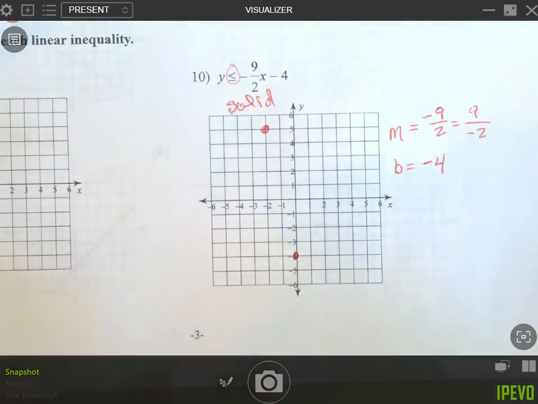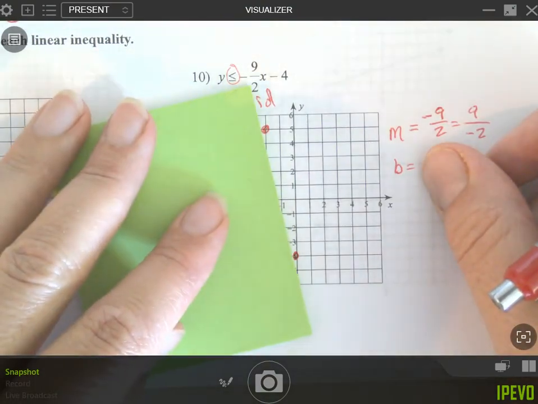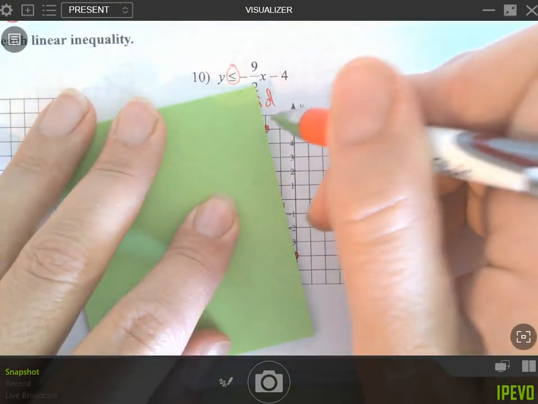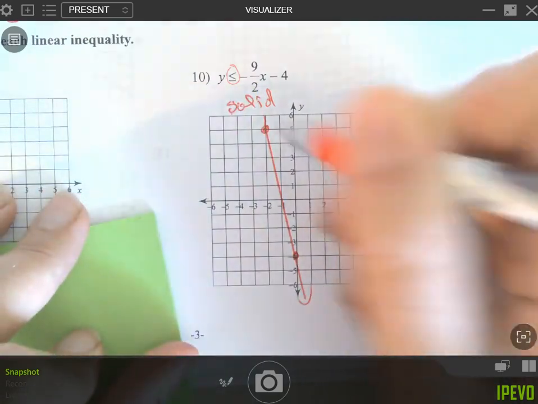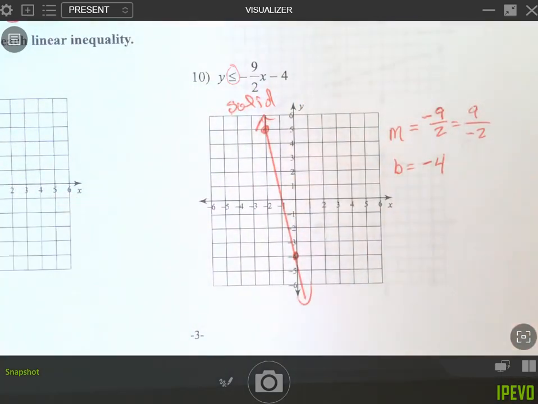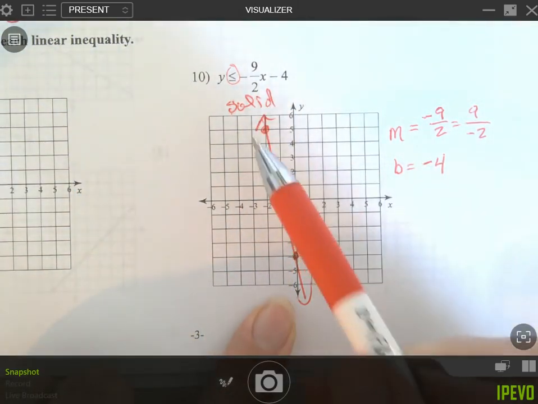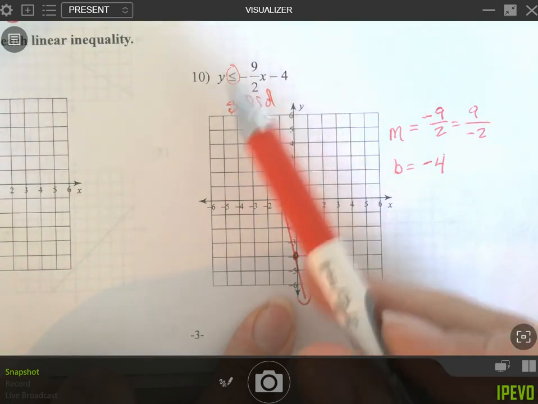And now you guys told me solid line. And then we have to determine where to shade. Now, I would like you to be able to make it easy on yourself. So if you can think about it this way, it's going to save you. Here is my vertical axis, and it is telling me that y is less than wherever the line is.